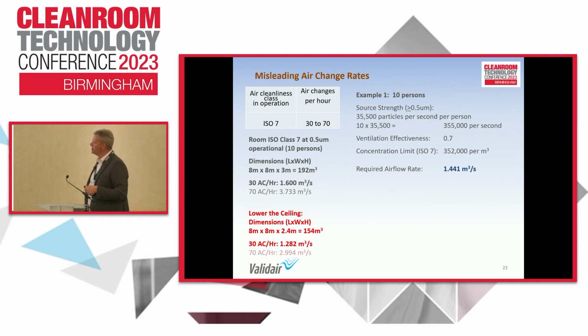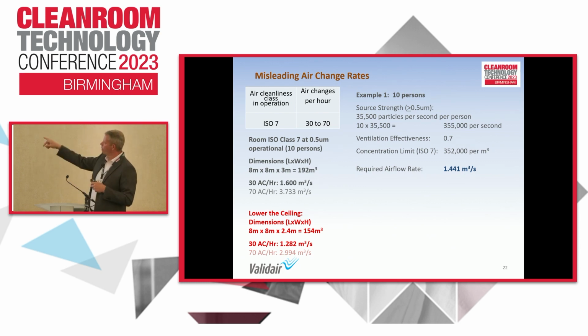But what happens, all of a sudden, my process has changed. I don't need a 3 metre ceiling anymore. I can have a 2.4 metre ceiling. That big bit of equipment I was going to put in the suite has been redesigned. It's much shorter now. So my room volume goes down. If I'm going by design, my air change stays the same, but my air volume reduces. Because my room's got smaller, my 30 air changes need less air to get there. So I only need 1.282 metres cubed per second now.